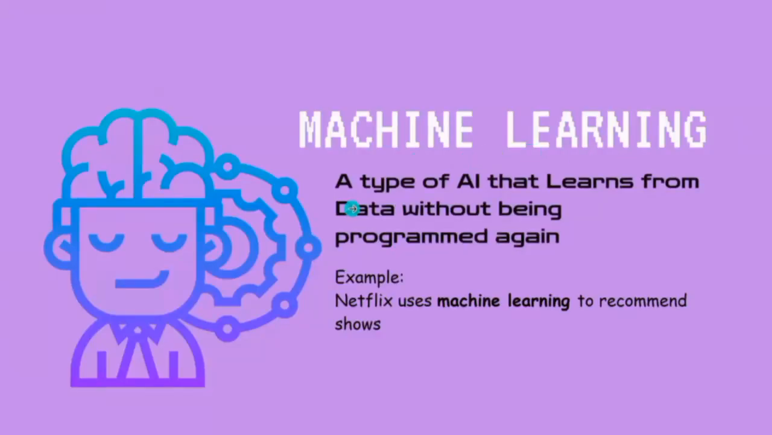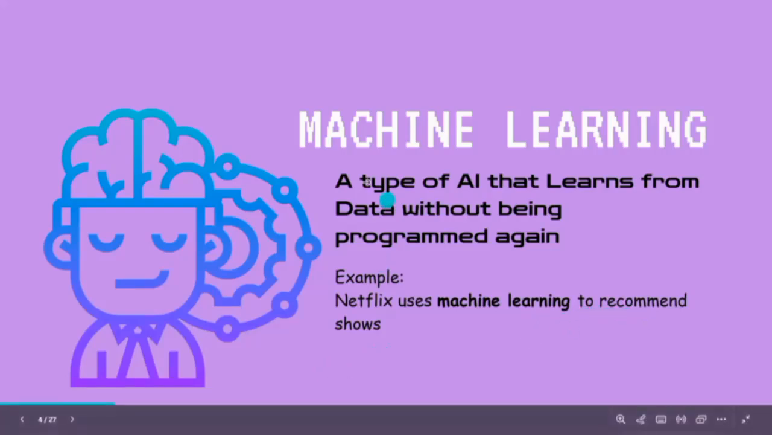Machine learning: a type of AI that learns from data without being programmed again. Example: Netflix uses machine learning to recommend shows.